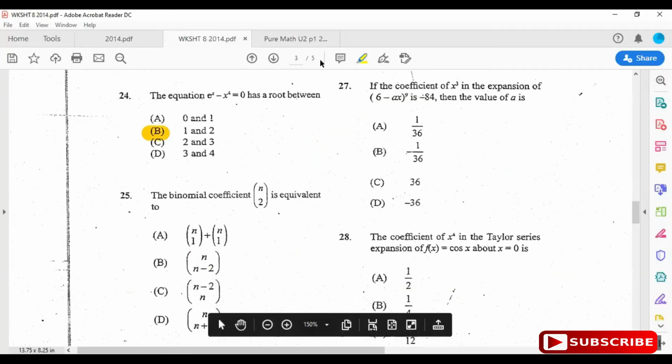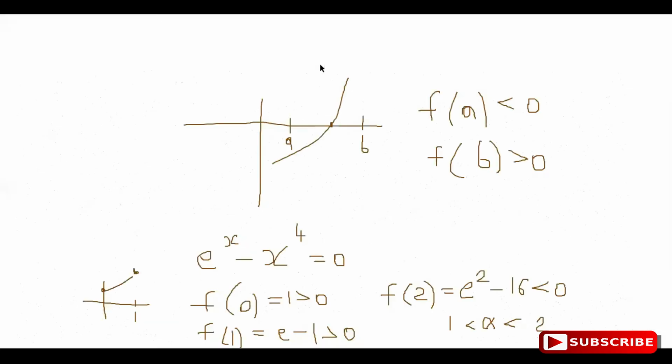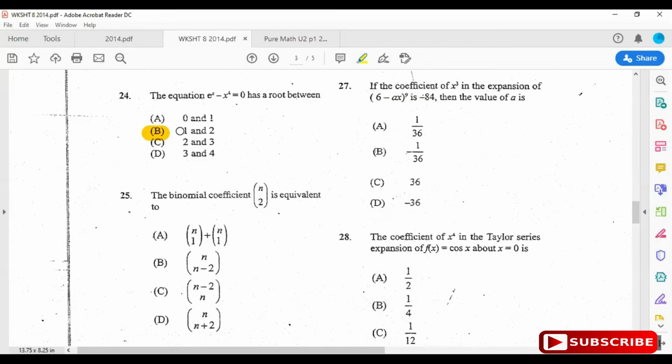That's one method to do it. Another method is to actually solve it and find the root, and then you can get the answer. If you want, you could just solve, when is e to the x equal to x to the 4? Then you take logs of both sides, and then make x the subject. That's a long method. So you'd find the root, you'd end up getting 1 point something, and 1 point something is between 1 and 2. So that's the long way to do it.